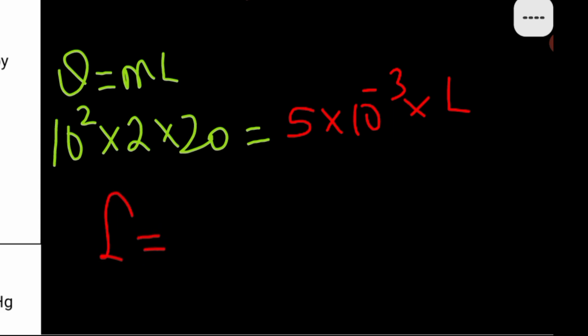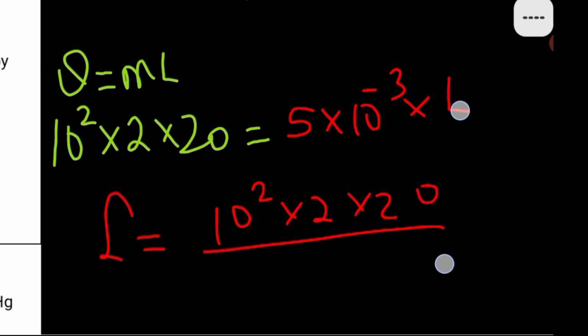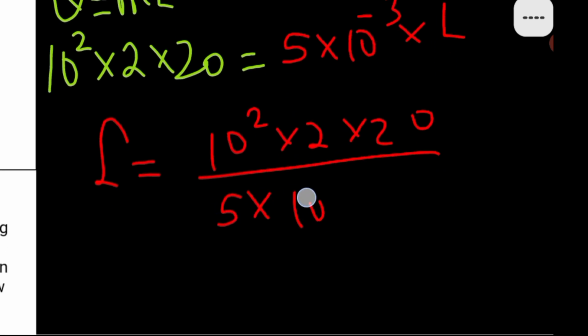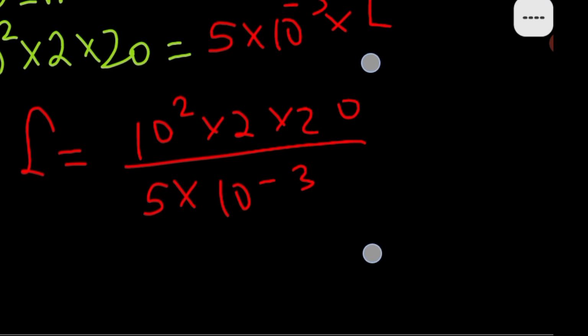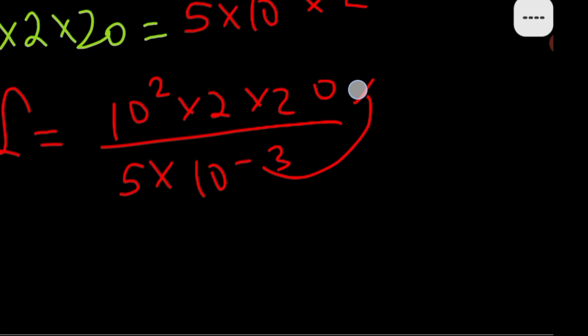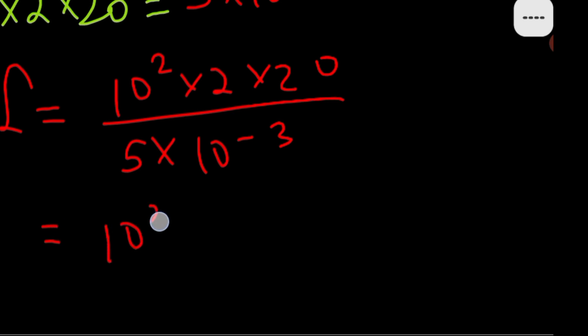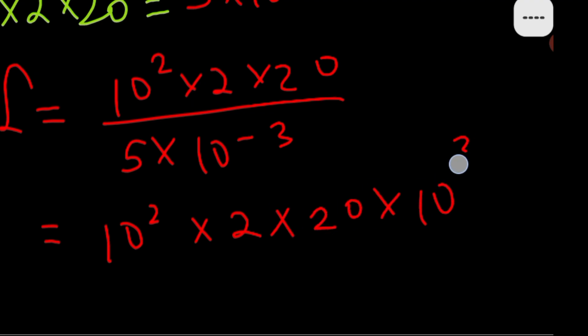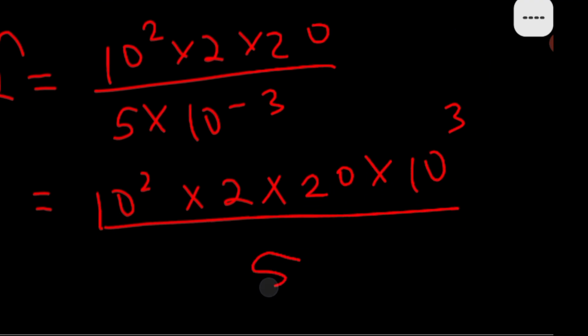So just bring your L out. Your L will be divided both sides by this. So that will be 10 squared times 2 times 20 divided by 5 times 10 to the power minus 3. Okay, so this 10 to the minus 3, I'm going to take it up. By the time I take it up here, it will become 10 to the power 3 according to indices. So you're going to get 10 squared times 2 times 20 times 10 to the power 3. Then 5 will now be at the bottom part. So I just have to evaluate this.